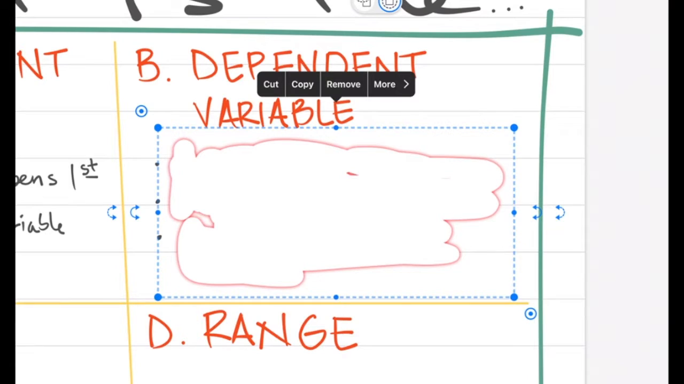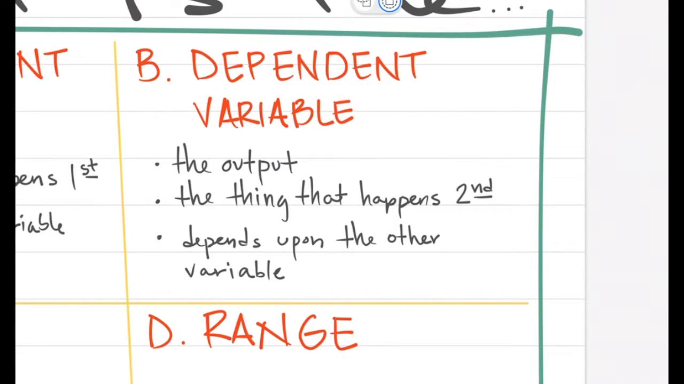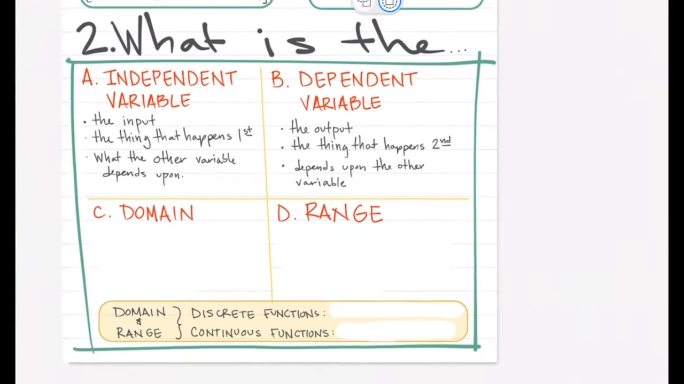The dependent variable, again like science, is the thing that changes. It's the thing that you can measure. So this is the output or the outcome of whatever change was made in the independent variable. It's the thing that happens second, or it's the thing that depends on the other variable.